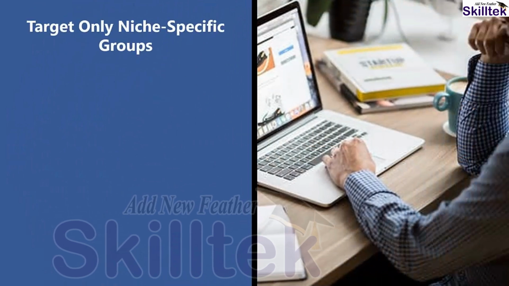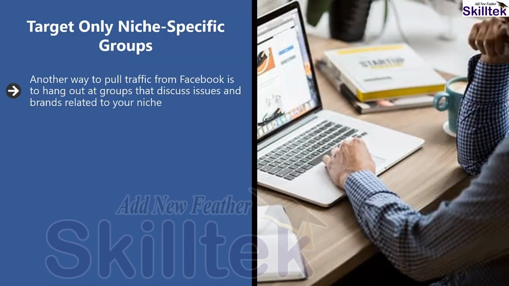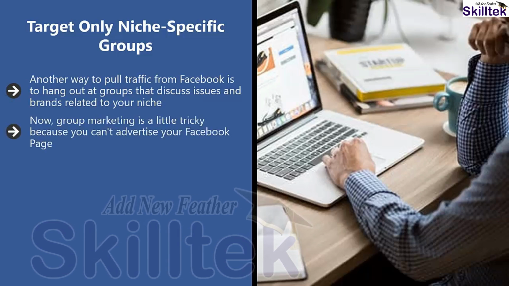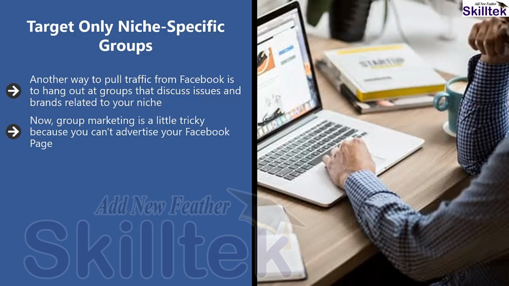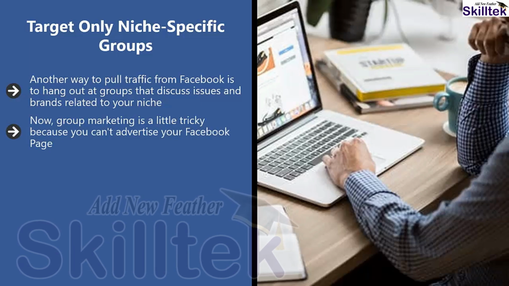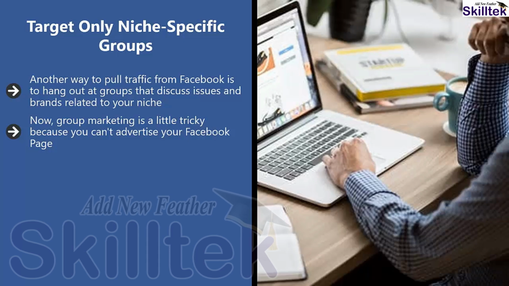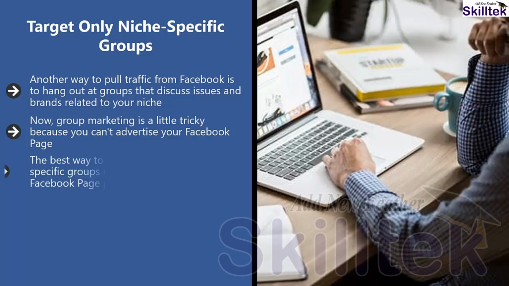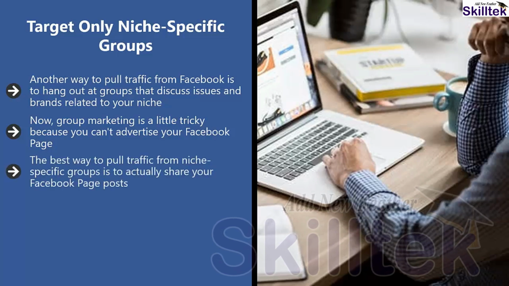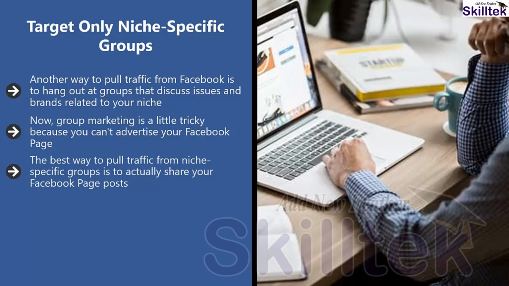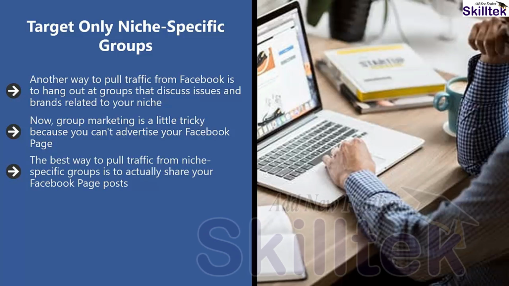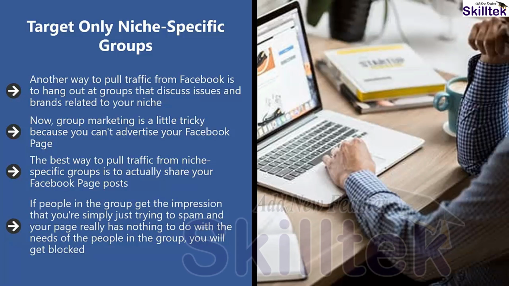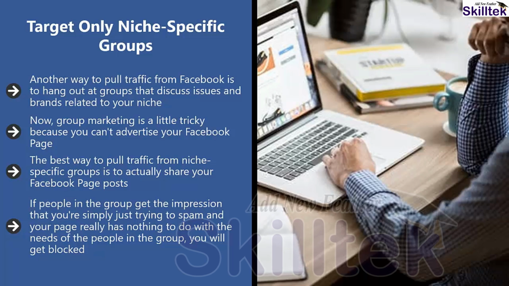Target only niche-specific groups. Another way to pull traffic from Facebook is to hang out at groups that discuss issues and brands related to your niche. Now, group marketing is a little tricky because you can't advertise your Facebook page. When you post in a group, it has to be your personal account. Accordingly, you have to walk on eggshells and be very diplomatic. The best way to pull traffic from niche-specific groups is to actually share your Facebook page posts. This is why niche specificity is crucial. If people in the group get the impression that you're simply just trying to spam and your page really has nothing to do with the needs of the people in the group, you will get blocked.